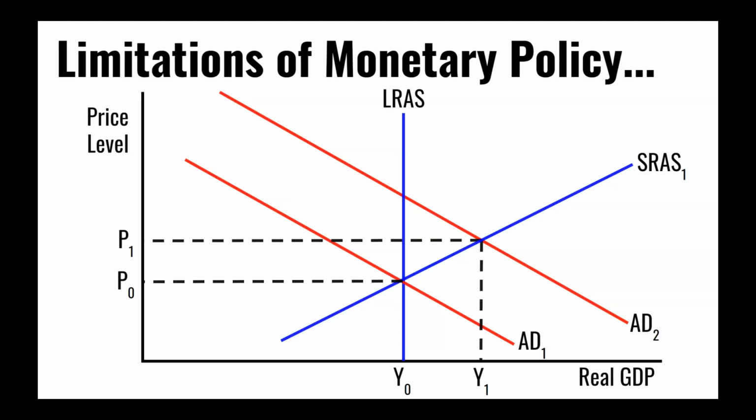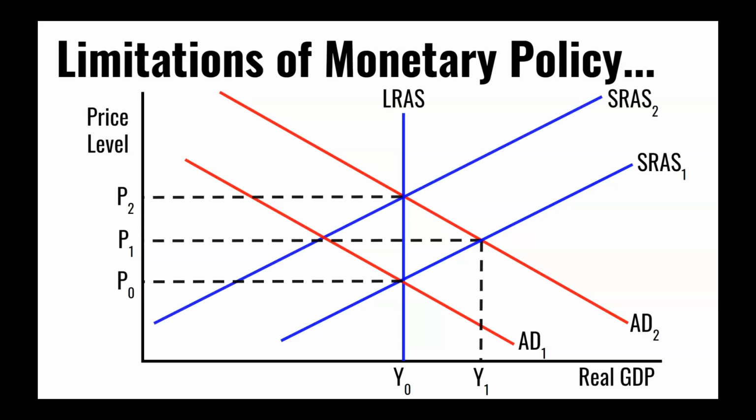At some point, wages will adjust because they are flexible in the long run. So wages will rise, causing short-run aggregate supply to shift back to the left. So despite the fact that the Federal Reserve has attempted to increase the economy through expansionary monetary policy, in the long run, the economy is going to adjust itself back to its long-run state so that there's no increase in output, but there is an increase in price level.